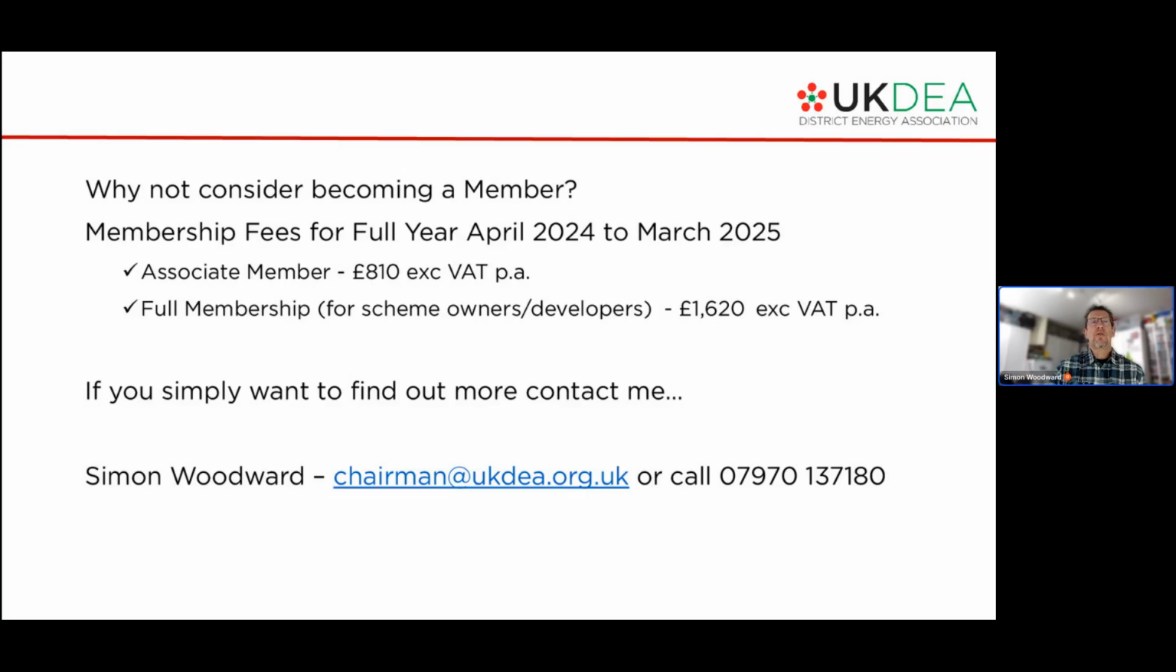And just to encourage you to think a little bit more about considering being a member. The membership fees were set up by local authorities 14 years ago, so they've only indexed up for now. They're incredibly low, so for almost everybody on the call joining as an associate member, it's only £810 per year. So it was never meant to be a barrier for membership.